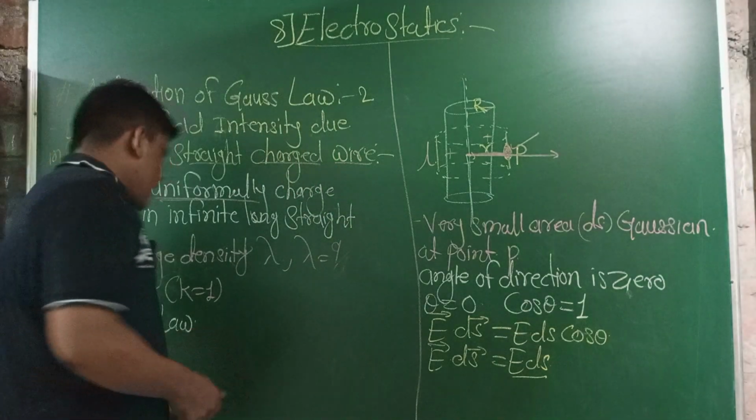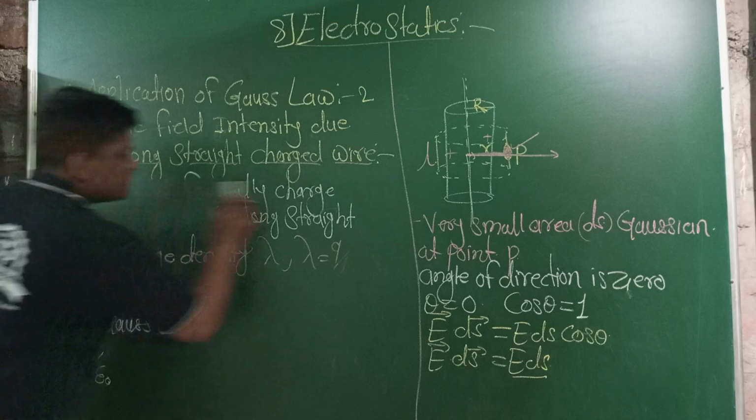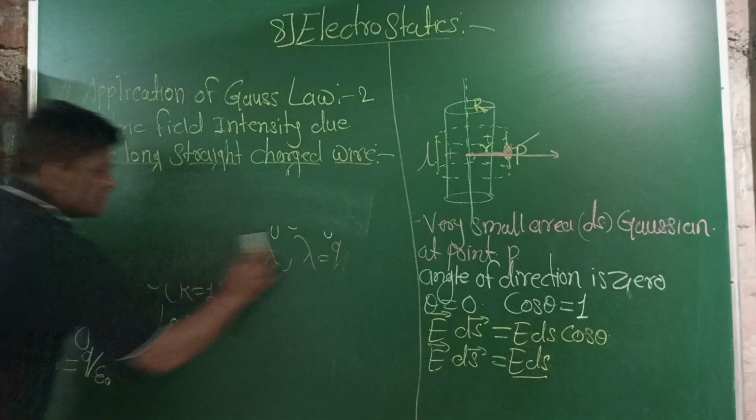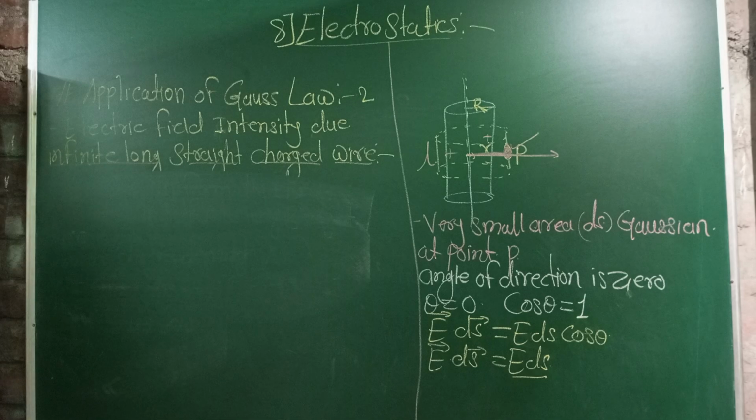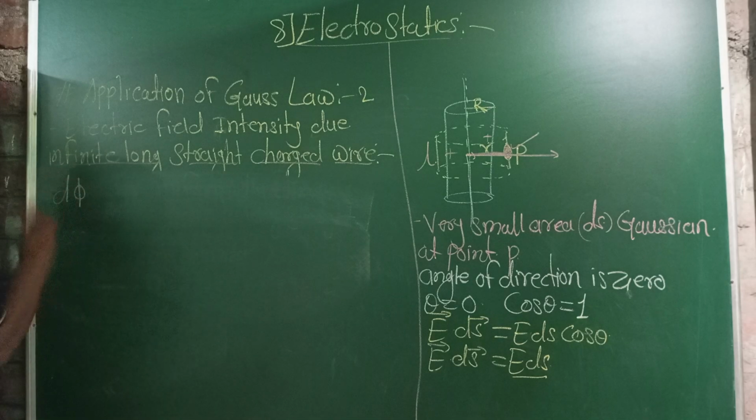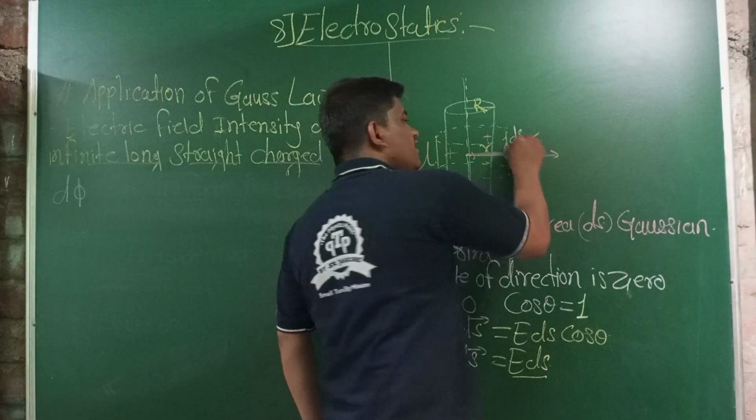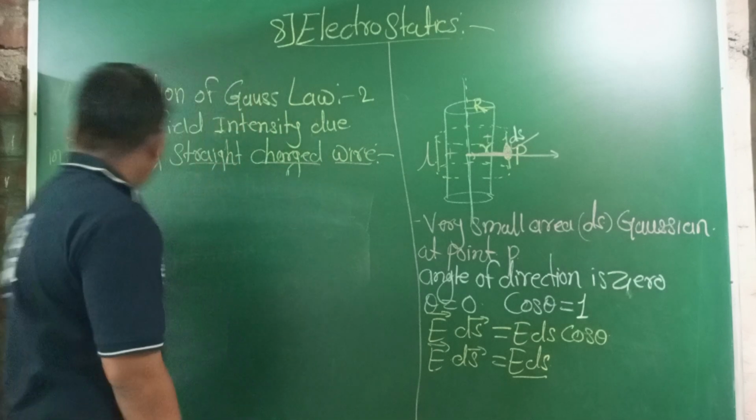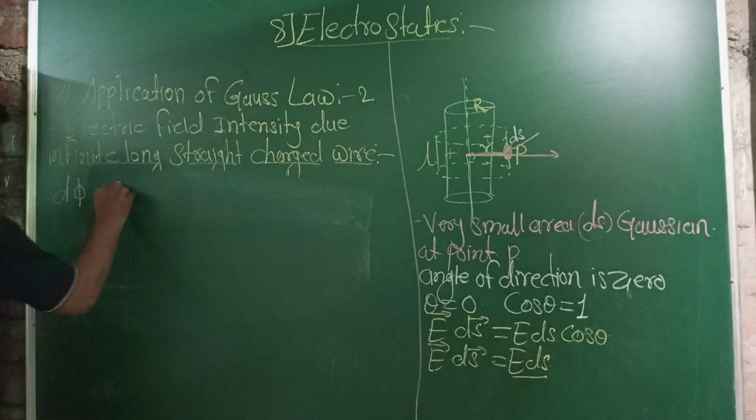Now we know the smallest electric flux at the smallest area at the point P is d phi. d phi is the smallest electric flux at the smallest area ds, so d phi is equal to E dot ds.